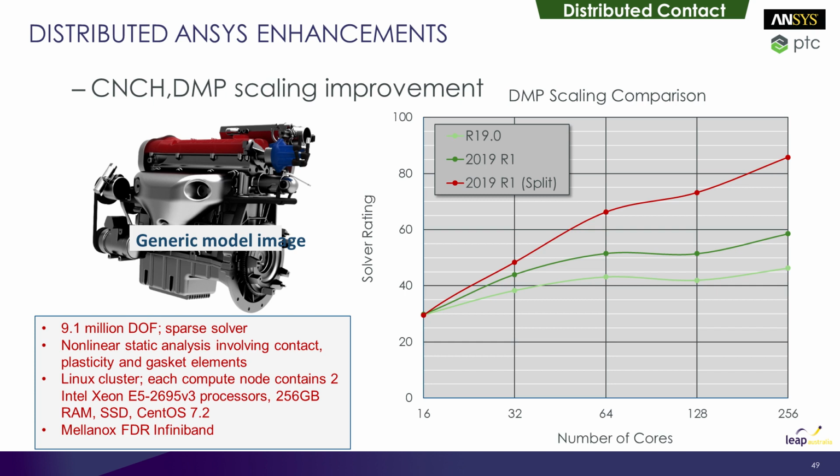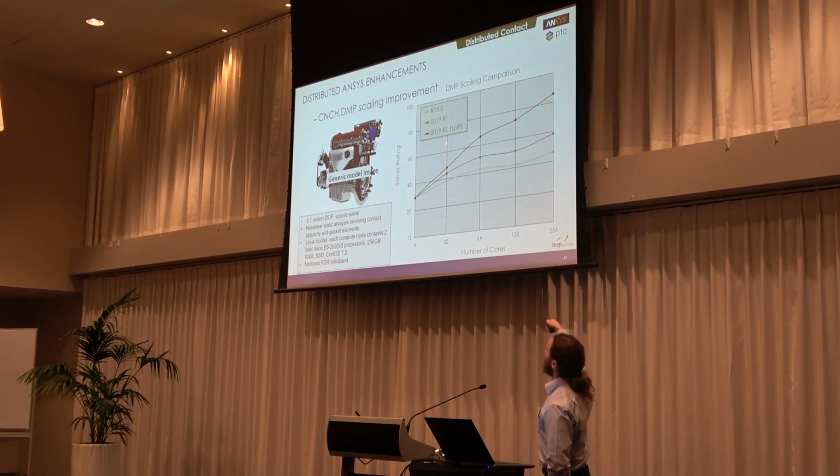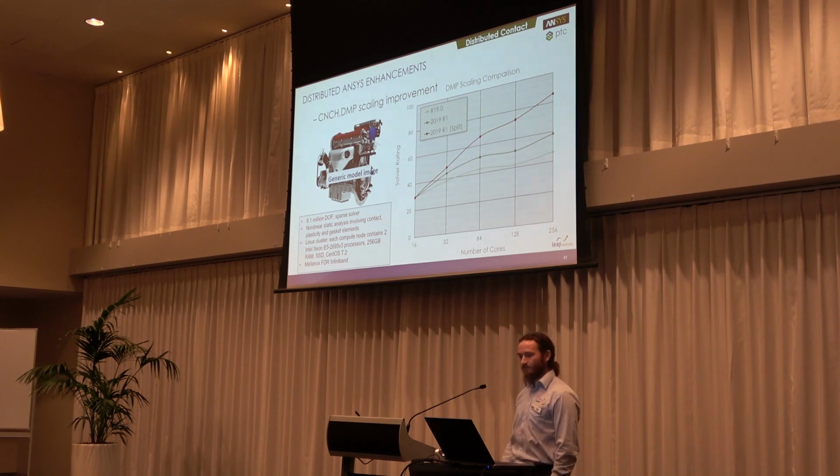So this graph just shows you a bit of a performance improvement. The green line down here is just R19. 2019 R1 is this line. So this isn't using that splitting option. This is just showing you general solver improvements. And then if we activate this splitting option, you can see there's a massive improvement in the solver rating.